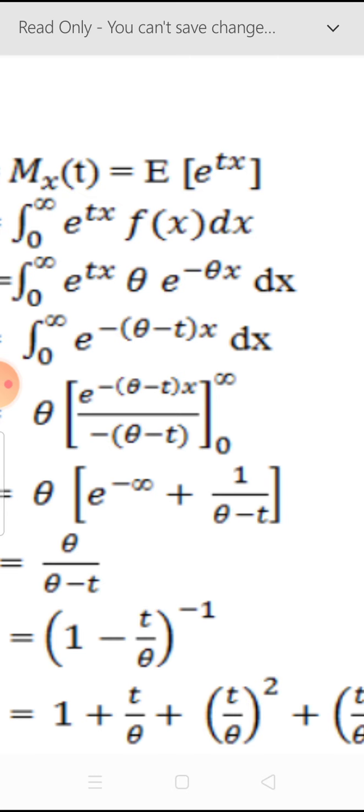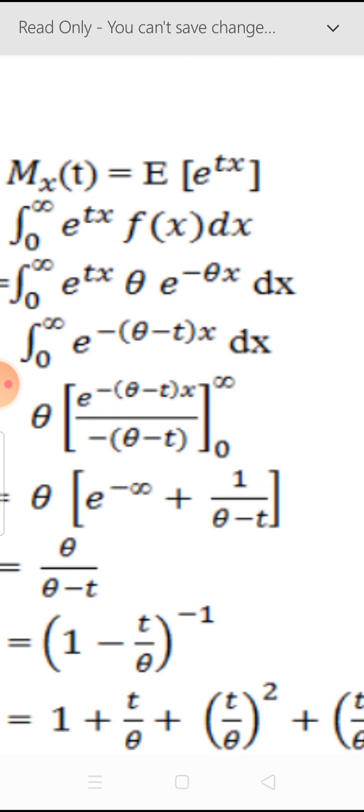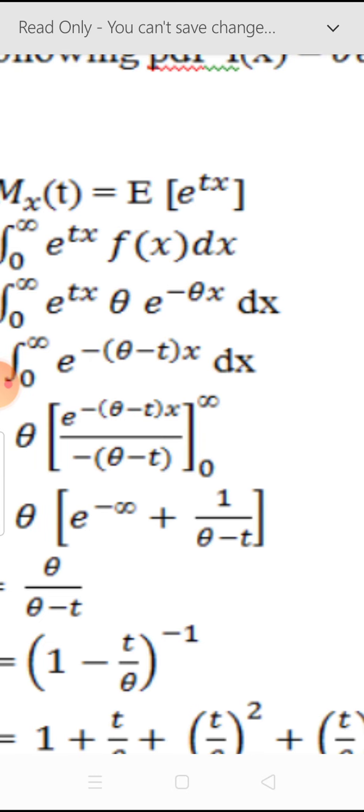Now you integrate. First you integrate this term, e power minus of theta minus t into x. Here theta minus t is constant. We have already seen the formula: whenever we are integrating e power minus of theta minus t into x, you will get e power minus of theta minus t into x divided by minus of theta minus t.